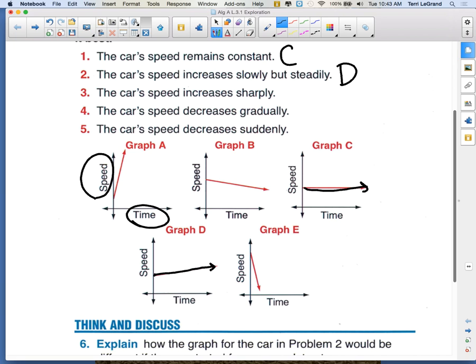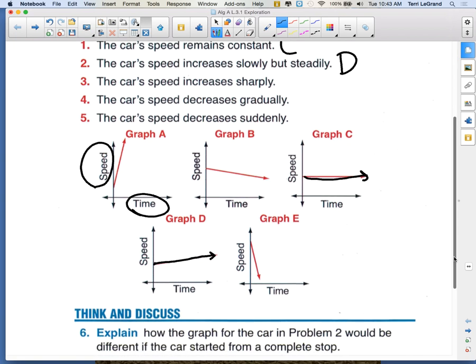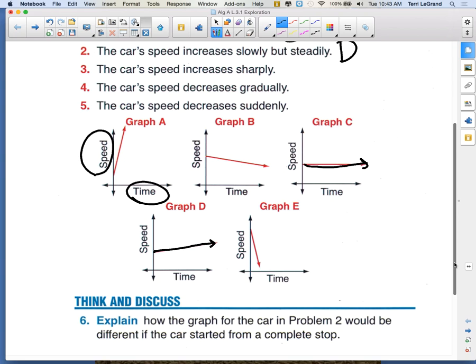How about number 3? Talia, which one do you think shows the car's speed increases sharply? Graph A. So in other words, for it to increase, it has to go up, and it's going up quite rapidly. So we would say graph A looks like a good representation for it. How about number 4? What do you think, Maisie? Which one do you have matching number 4? B.